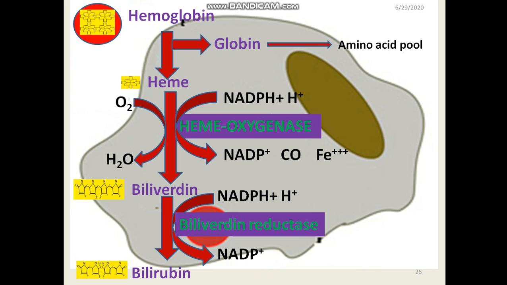How is bilirubin formed? First, hemoglobin breaks into globin and heme. This heme, in the presence of heme oxygenase, is oxidized to biliverdin, and NADPH is converted to NADP plus, carbon monoxide is released, and ferric ion is removed from this heme. This biliverdin is converted to bilirubin with the help of biliverdin reductase, which reduces the biliverdin to bilirubin and oxidizes NADPH to NADP.